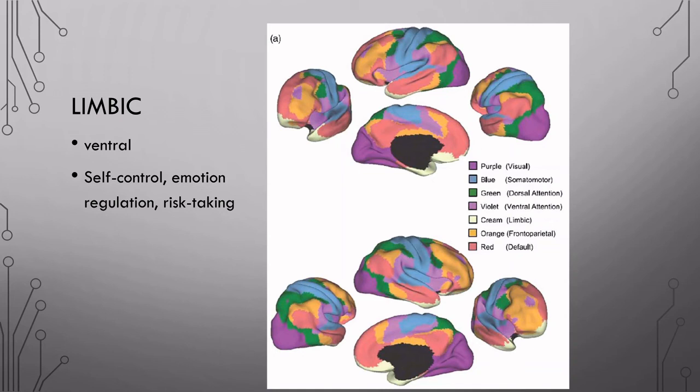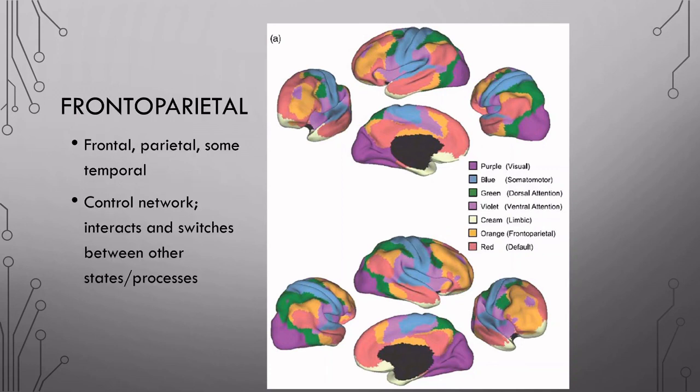The limbic resting state network involves the regions of the brain that are the most ventral, or towards the bottom. Among other things, this is involved with self-control, emotion regulation, and risk-taking. The frontoparietal resting network is shown in orange and involves frontal, parietal, and some temporal regions. This is in part our control network. It interacts with other networks and helps to switch between these other cognitive states and mental processes.